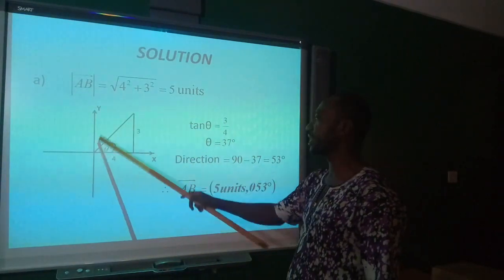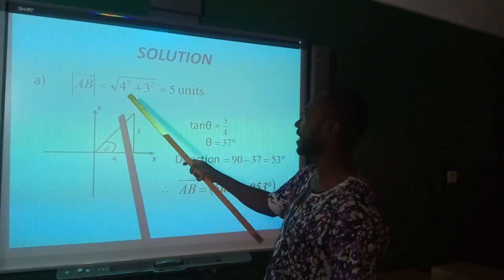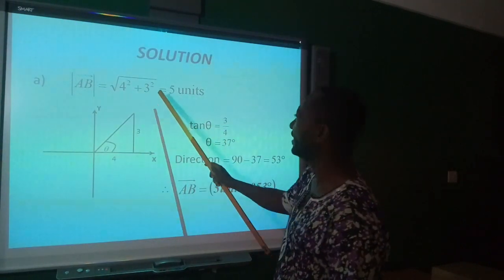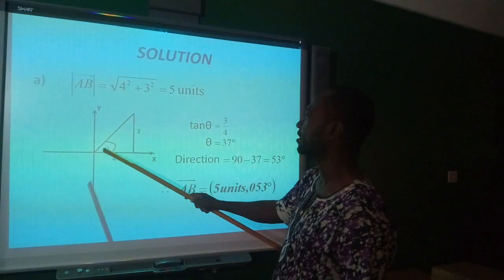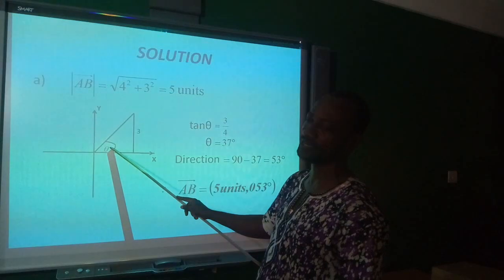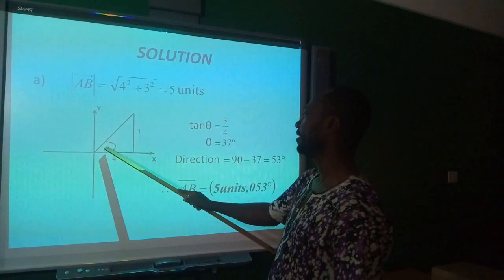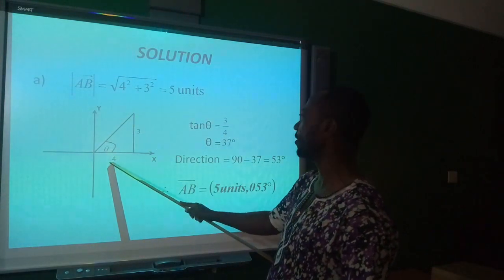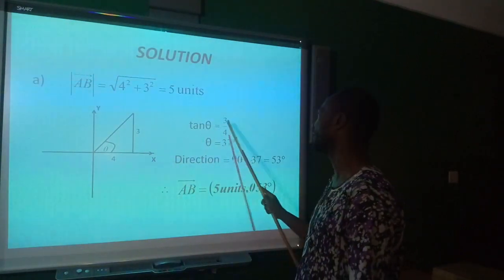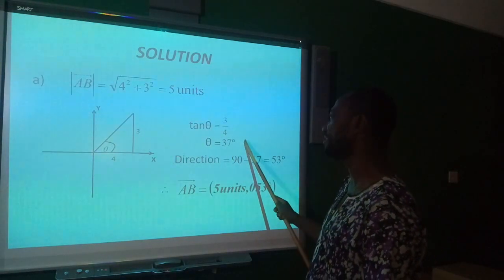So you draw the xy plane. Then the component of x is 4, positive. So in the positive direction, you write 4. And then the y is positive 3. You also write 3. Form a right angle triangle with that. Then you calculate the angle over here. So from our work in trigonometry, this is opposite and adjacent. So we are going to use tan. So tan of angle theta is equal to 3/4. You solve for theta and you get 37 degrees to the nearest degree.